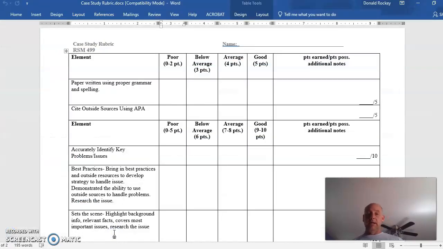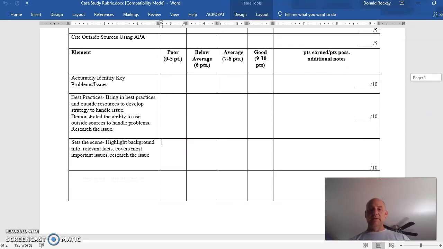Now, the other thing to keep in mind here is this is what I'm going to look at. 100 points for this. You get 25 points for doing your peer evaluation, 50 points for your first draft, so that's peer evaluated, and then you get potentially 100 points for your final draft.